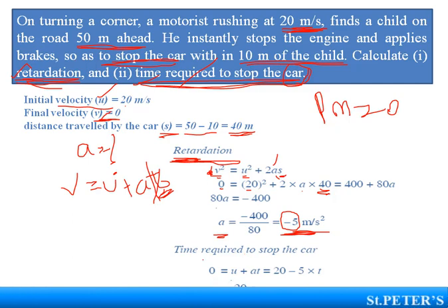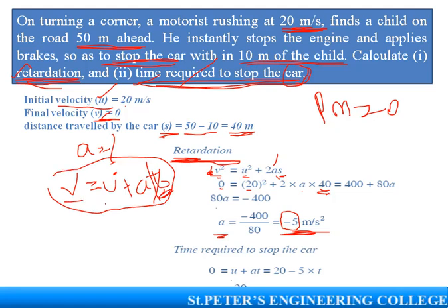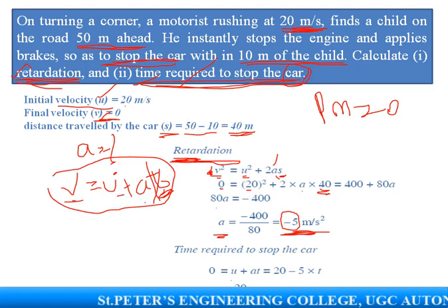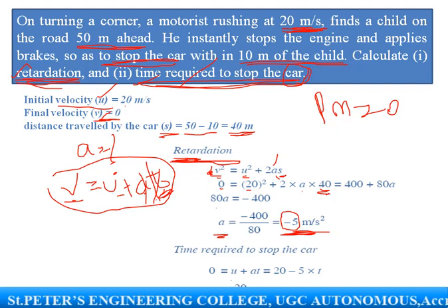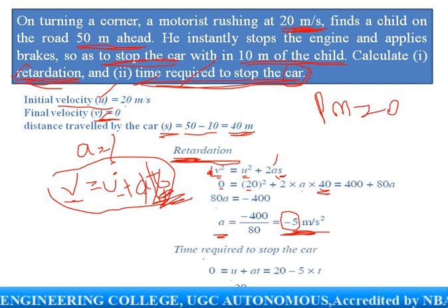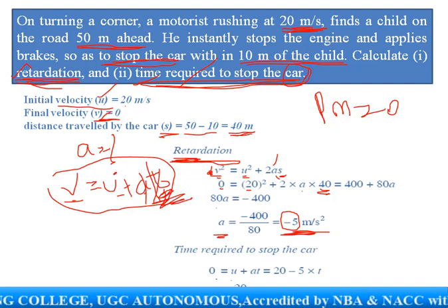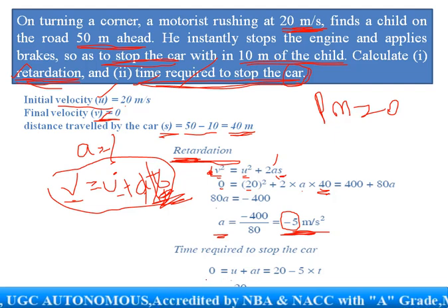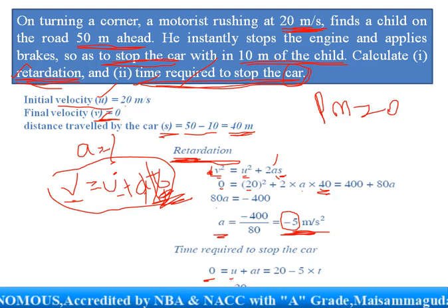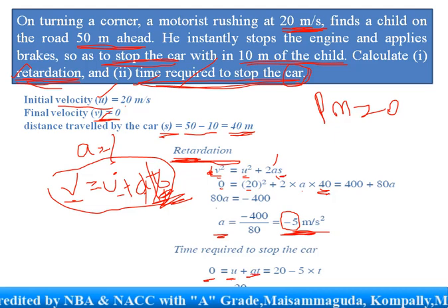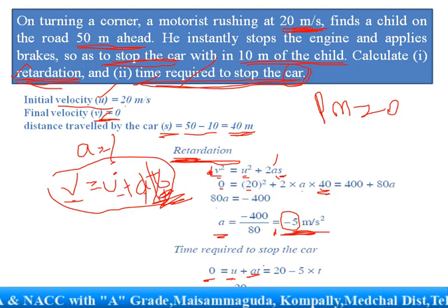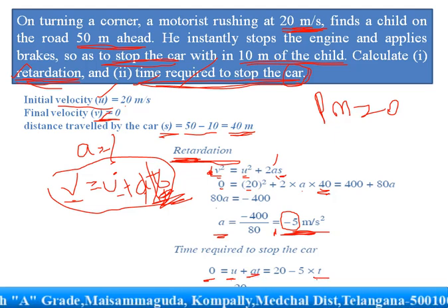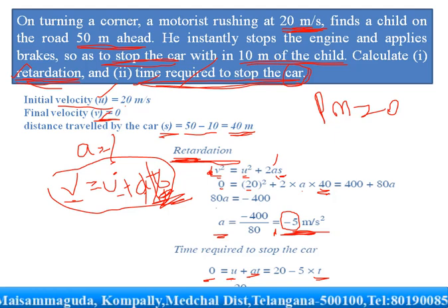Now we have to take this formula. Why? Because we know the initial velocity, final velocity, and now we know the acceleration. What we require is time. The time required to stop the car is given by v equals u plus at. The final velocity is 0, initial velocity is 20, acceleration we got from the last equation is minus 5, and solving for t, t equals 4 seconds.